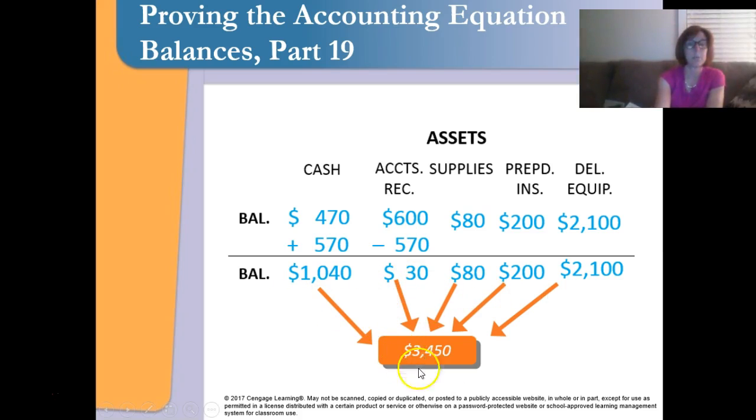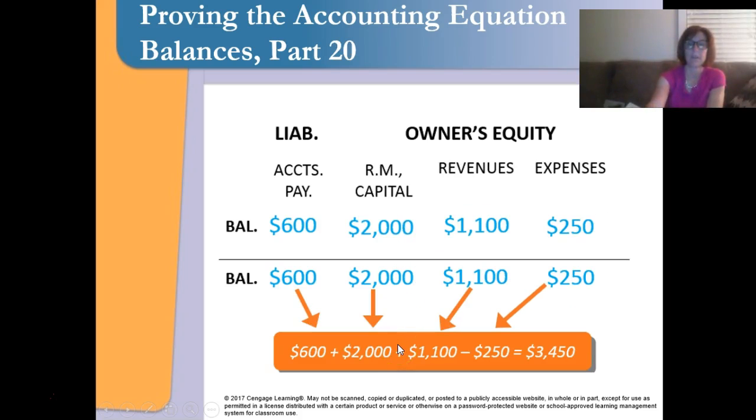Our net asset picture is still the $3,450 because our assets are the same value, they're just in a different form. So this accounts receivable has now become cash. So our cash has gone from 470 to 1,040, and our accounts receivable went down from 600 to now only $30. And again, nothing changes on the right side of the accounting equation in terms of the liability and owner's equity.